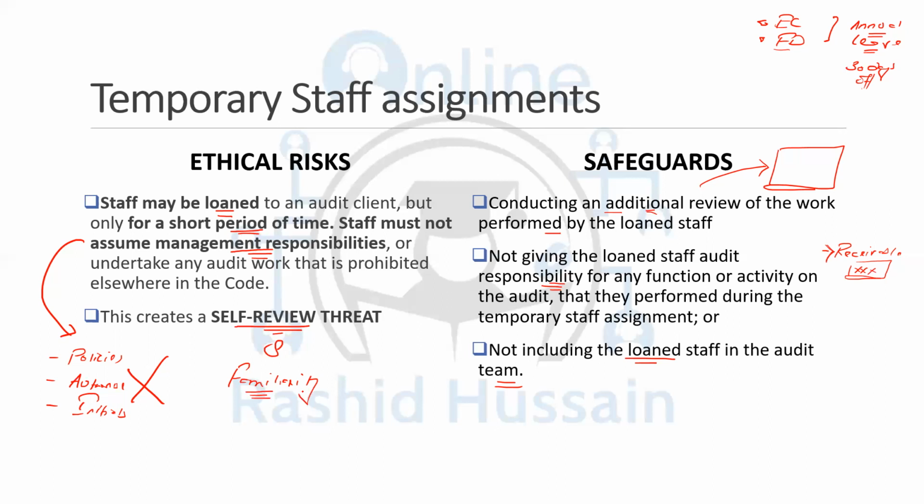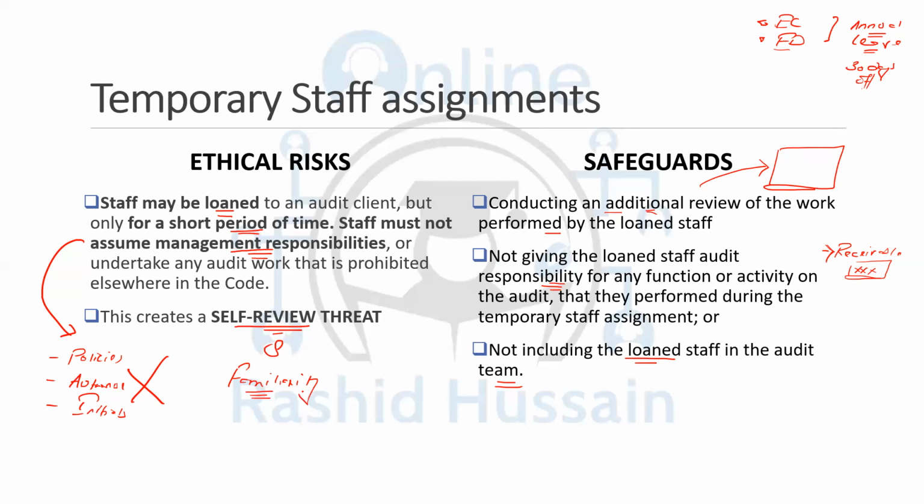So what the ACCA Code of Ethics says regarding this is that the staff can be loaned, but only for a shorter period of time. And within that period, they must not assume any management responsibilities. By management responsibilities, we mean that they should not make policies or do any authorizations or initials. Whatever they are doing, they should just follow the instructions of the audit client and not decide anything themselves. Do not take any personal responsibility for the work you are doing. You just do whatever they say according to the certain pattern they suggest.